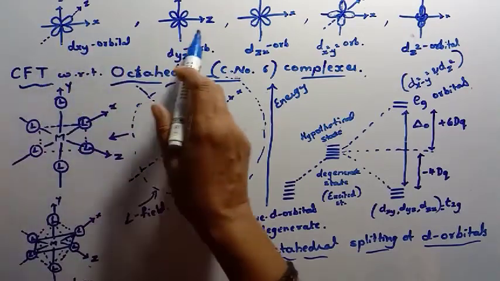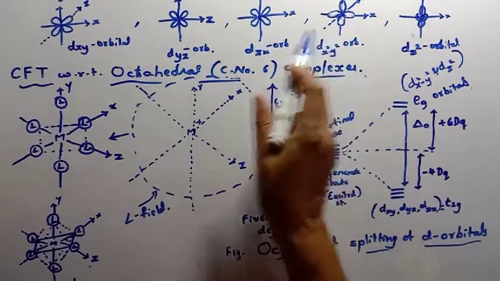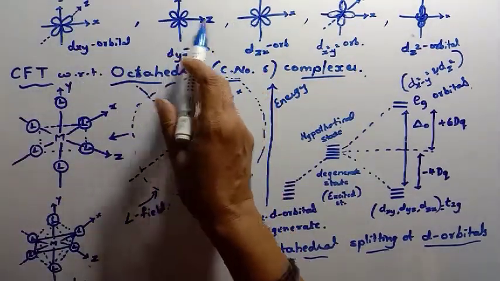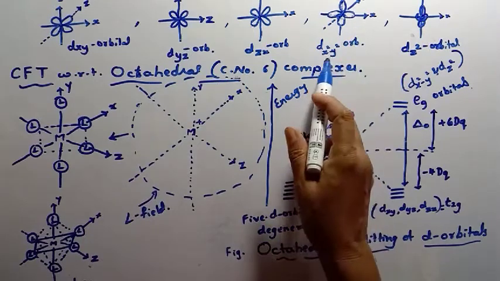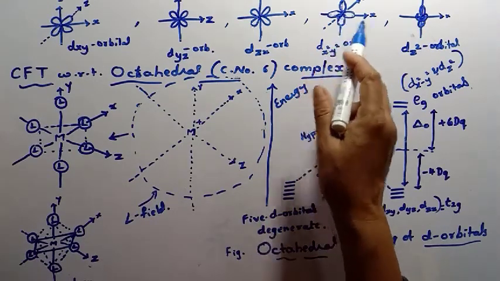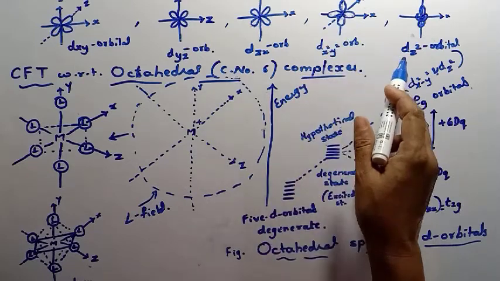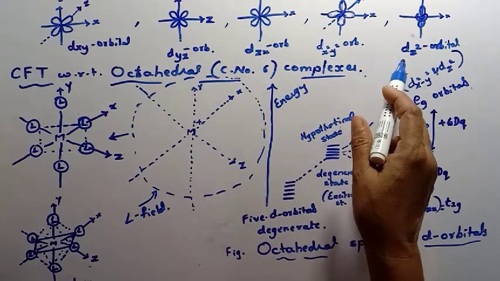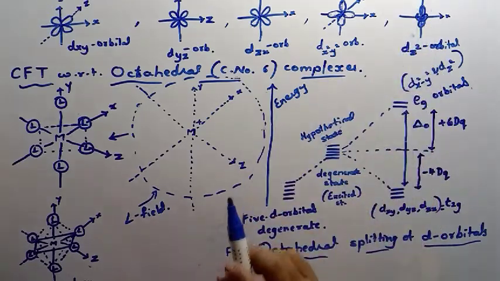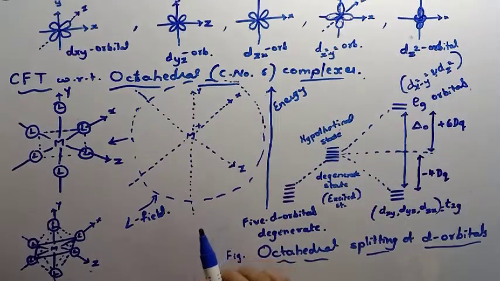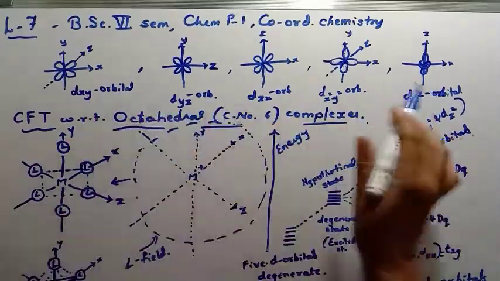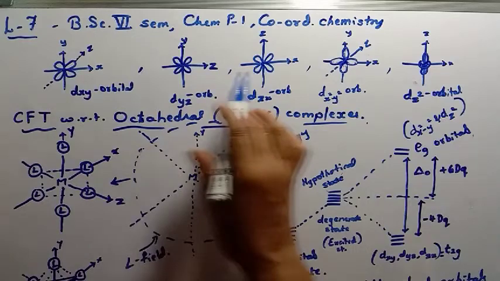In the first 4 cases they are double dumbbell shaped, where the lobes in the first 3 are oriented between the axes, and in the fourth case, dx square minus y square, the lobes are oriented along the x and y axes. In the last case, dz square, it is a dumbbell shape where the lobes are oriented along the z axis. This is the picture of the d orbitals, all the 5 d orbitals.